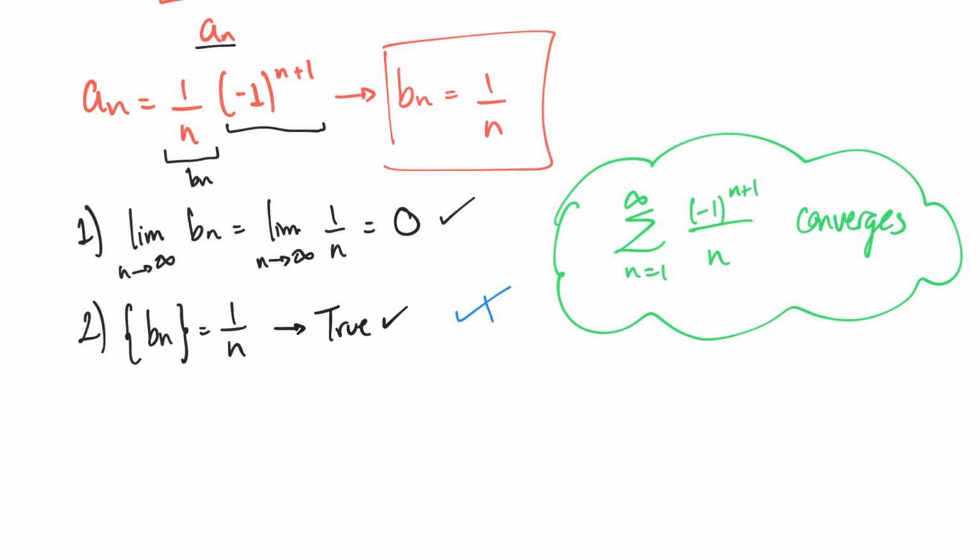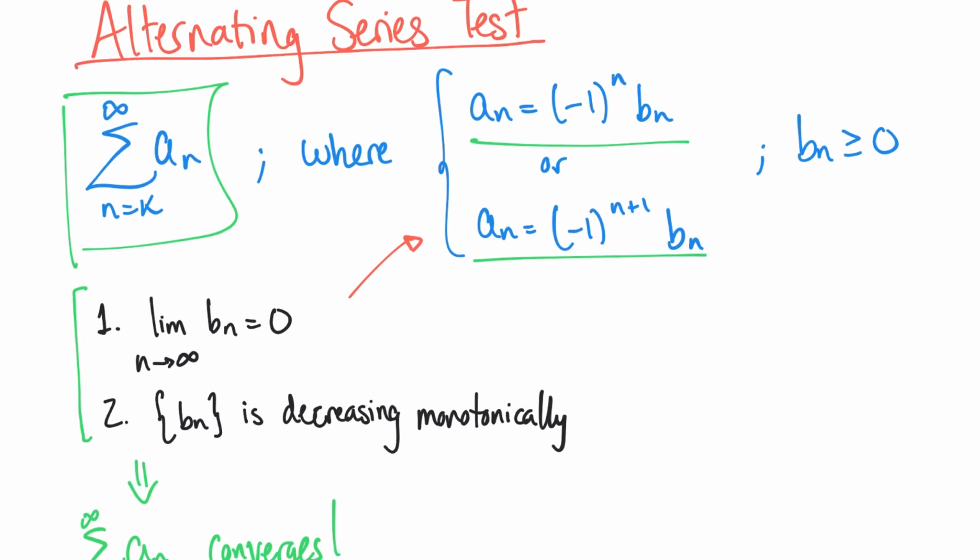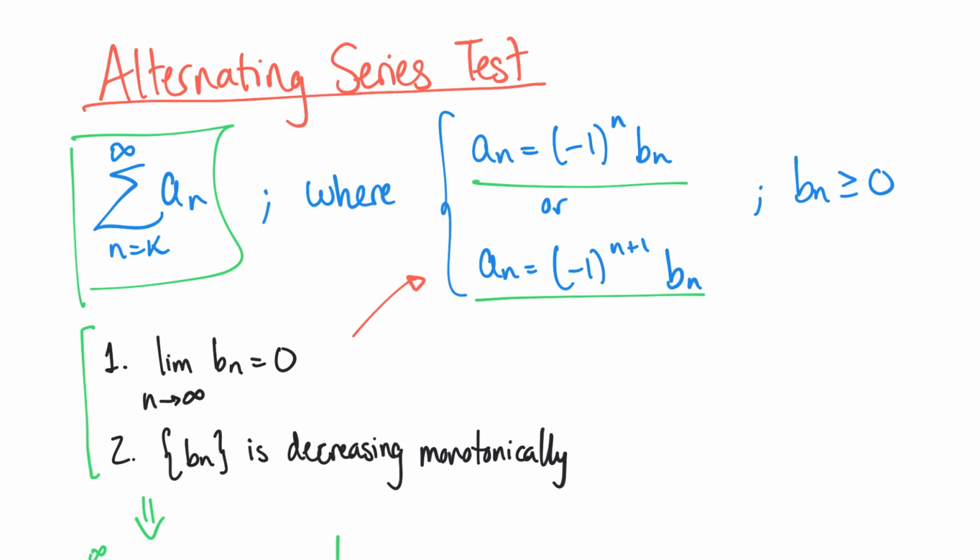So, the alternating test, which only works for infinite series that have this or this shape, lets you know if a series is convergent, which will be true as long as these two conditions are met. If either condition is not met, then we cannot conclude whether it will be convergent or divergent.